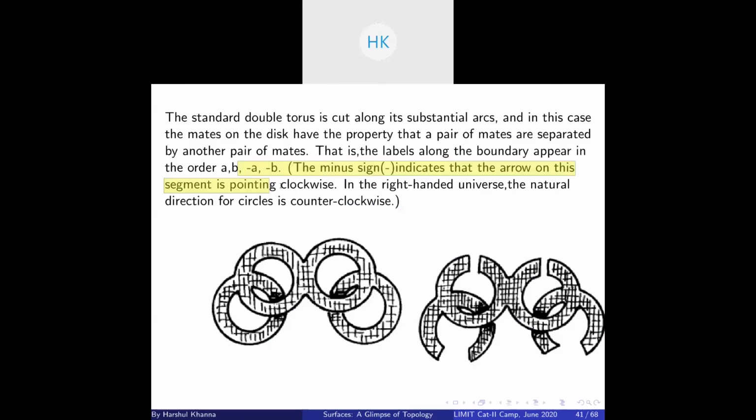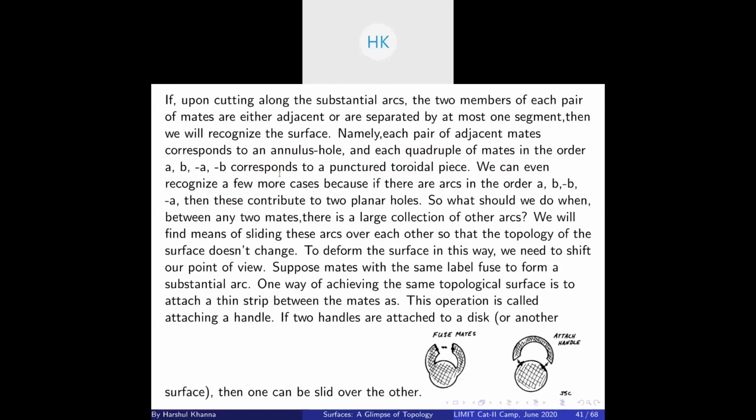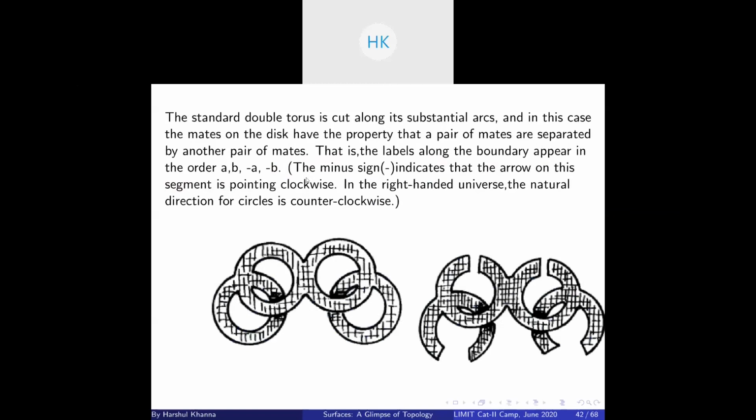The standard double torus is cut along its substantial arcs, and in this case, the mates on the disk have a property that a pair of mates are separated by another pair of mates. For example, we saw in that toroidal hole, A B minus A minus B: A, minus A are separated by B, and B, minus B are separated by minus A. Again, the minus sign just indicates that the arrow is pointing clockwise.